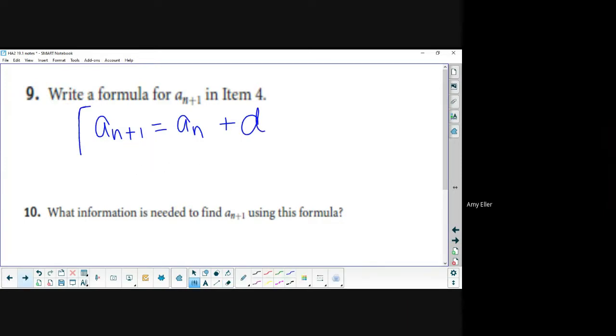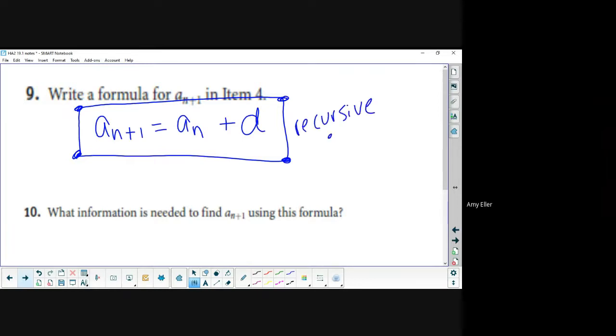Put a box around this, maybe a star. You don't want to lose this. It's not as important as the next formula we're going to write, but it's somewhat a tiny bit important. Next to this one, I want you to write the word recursive. And a sad face.